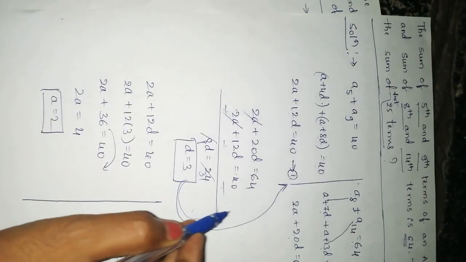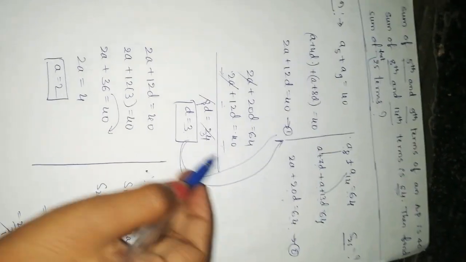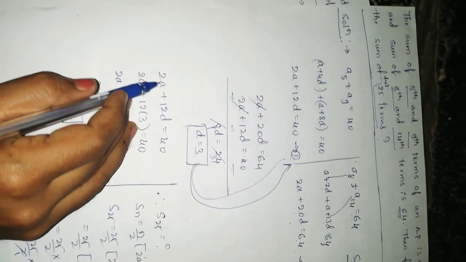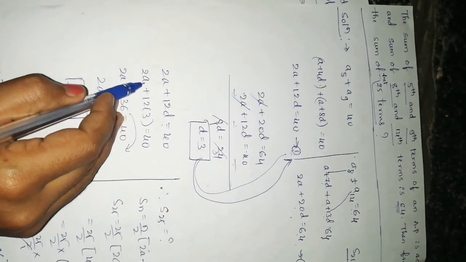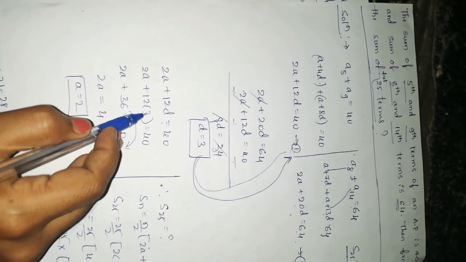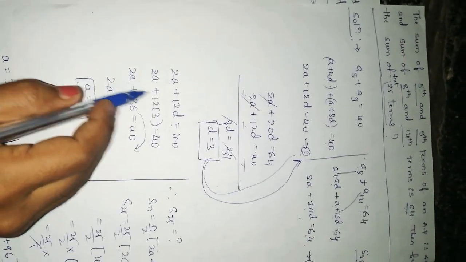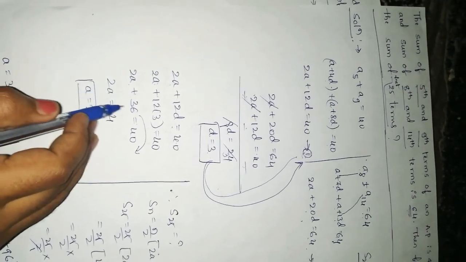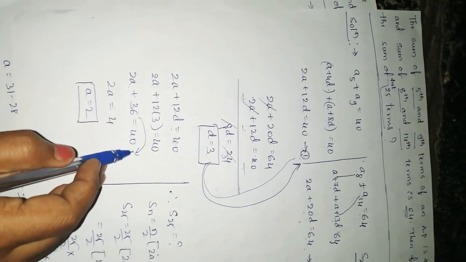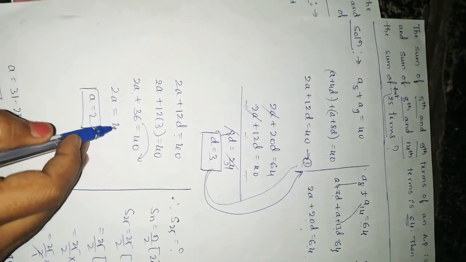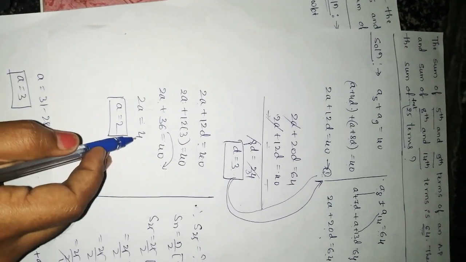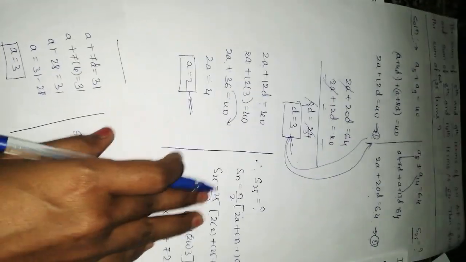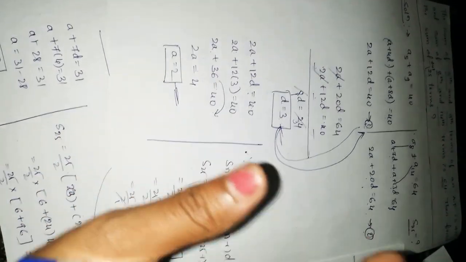Put this D value 3 in either equation number 1 or equation number 2. Here I am going to insert this D value 3 in equation number 1. So equation number 1 is 2A plus 12D is equal to 40. 2A plus 12, D value is 3, that is equal to 40. 2A plus 12 3s are 36, that is equal to 40. 2A is equal to 40 minus 36, which is 4. So 2 2s are 4. So A value is 2, D value is 3. Whenever you have the A value and D value in your hand, you can solve any AP problem.